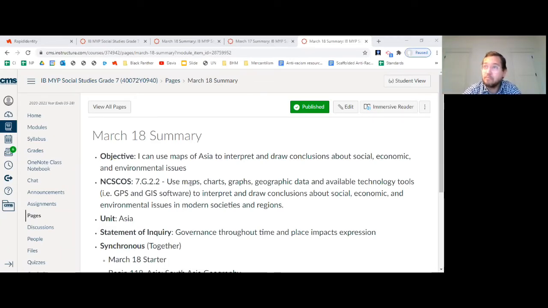Impacts expression. Man, the trash people, man, they're after it today. They're trying to get everything in before the storm. They're early today. Anyways, go.